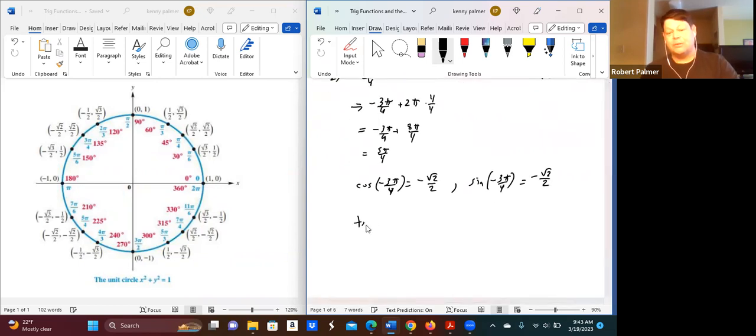And then tangent of negative 3 pi over 4. Well, use the fact that tangent is sine over cosine. And so this is going to be negative square root of 2 over 2 divided by negative square root of 2 over 2. In this case, that's easy. That's just positive 1 for this value. Okay. And from this, then you can also find your other values.